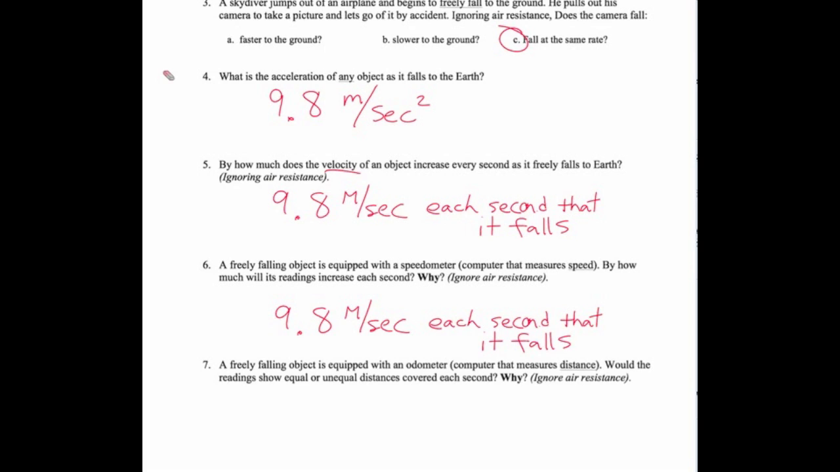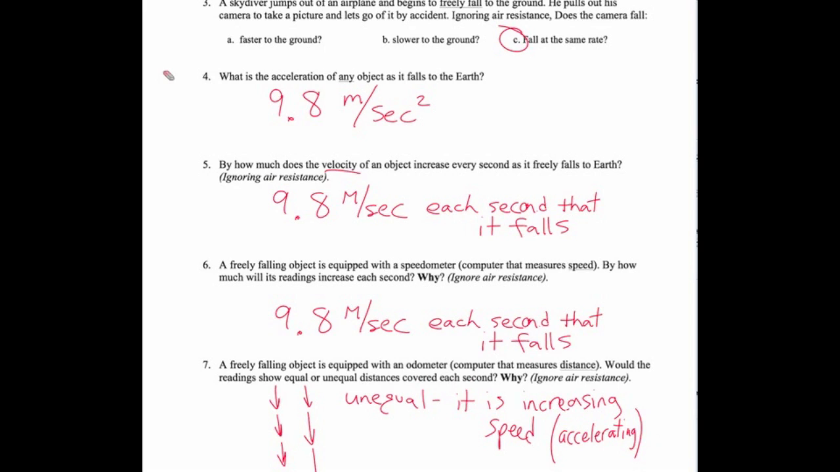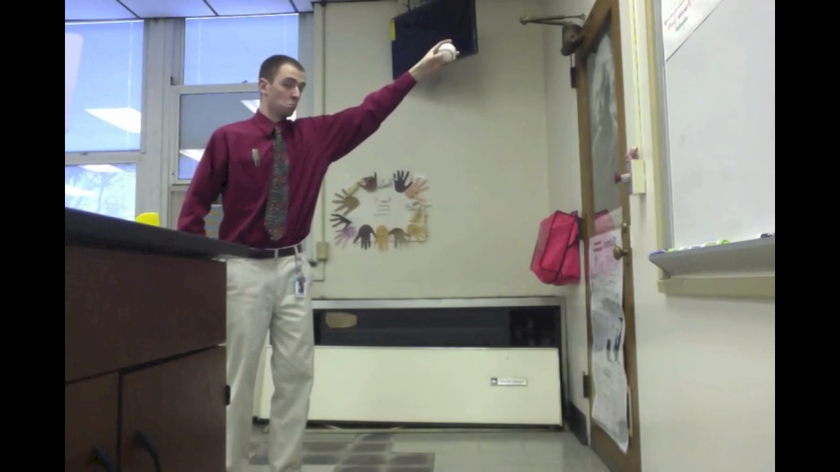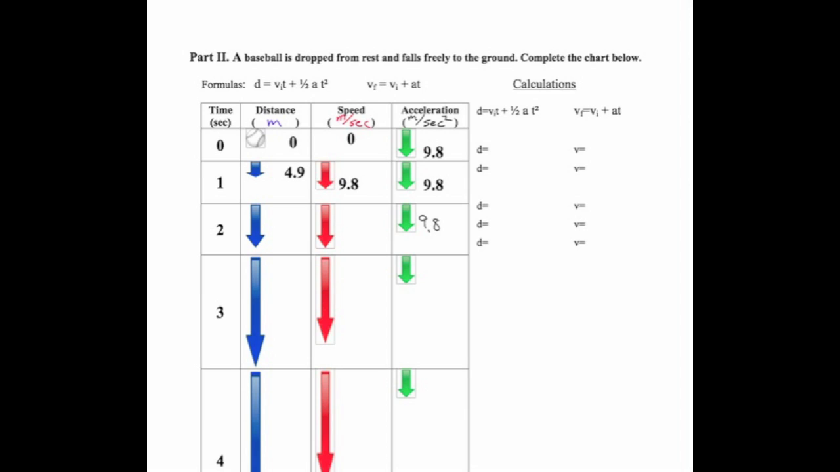If that freely falling object was equipped with an odometer, which measures distance, we would see that it's covering unequal distances every second because it's increasing its speed. It's accelerating. Suppose a baseball is dropped from rest and it falls freely to the ground. We could figure out how far the baseball will fall and its speed at any time if we know the acceleration and the time. We need two formulas. The distance formula is the initial velocity times time plus half times the acceleration times the time squared.